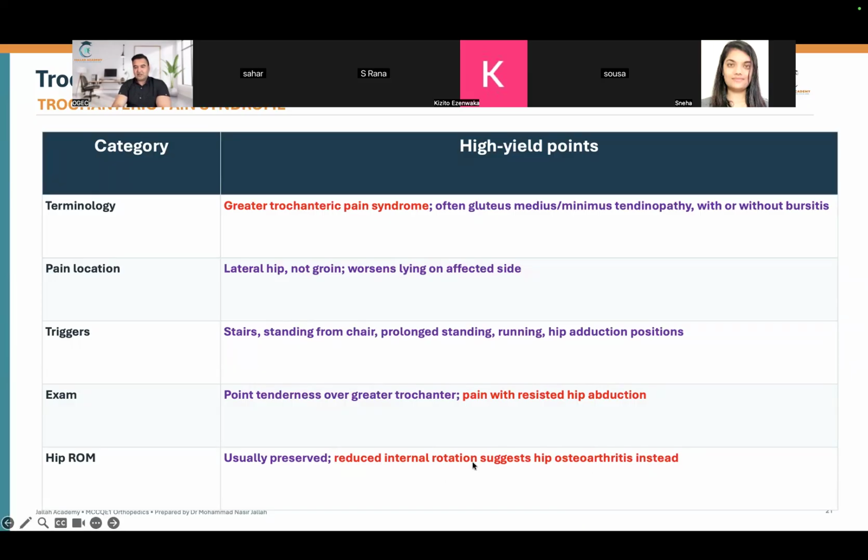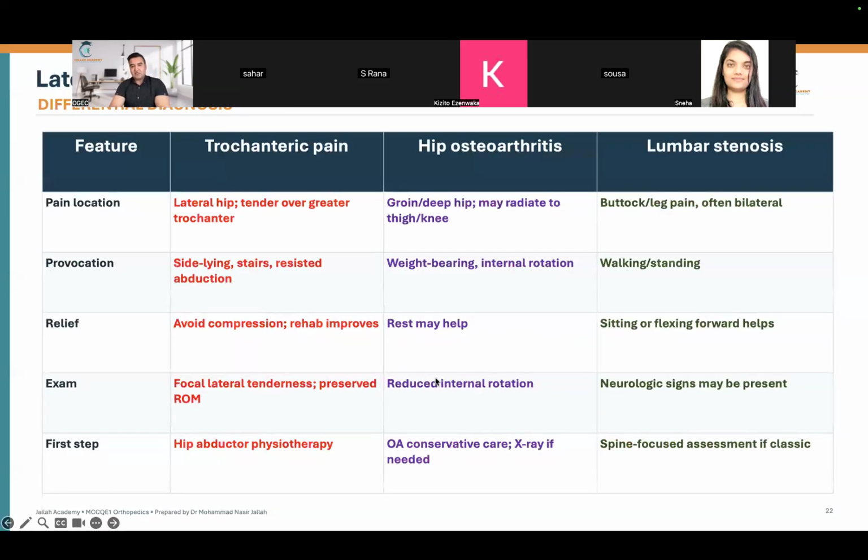So this is another characteristic finding for osteoarthritis in the hip, which has its own special test that we have to go through while we're doing the Nakoski. Okay, the lateral hip pain: trochanteric versus hip osteoarthritis versus lumbar stenosis. For the pain location, trochanteric is lateral. For the hip, it is groin, deep hip pain that may radiate to the thigh and knee, and it is anterior, not lateral. And lumbar stenosis: buttocks and legs, often bilateral.